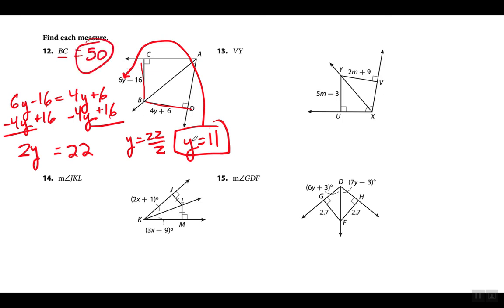Okay, así que resolví para y que me dio 11, pero la pregunta no era qué valor tiene y, la pregunta es cuánto mide el segmento BC. Así que el último paso es sustituir el valor de y en esta expresión y hacer 6 por 11 que me da 66 menos 16 que me dio 50.